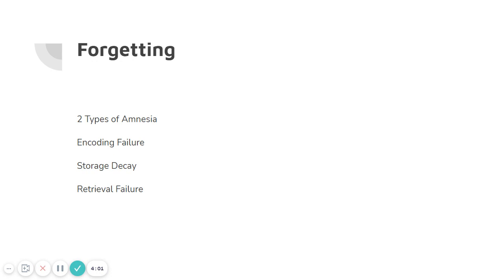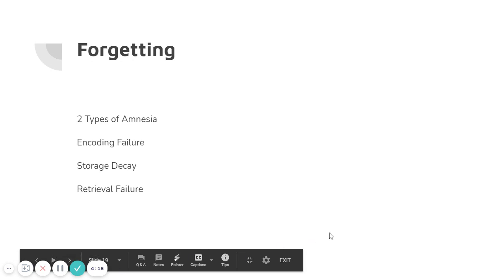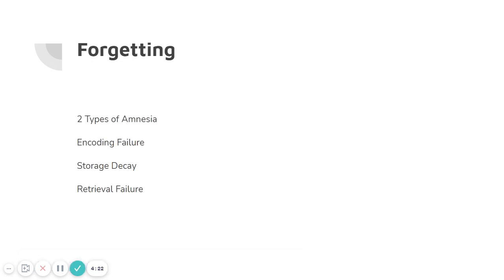Going back to encoding failure, that's something that ends up happening over time. I'm sorry, not encoding failure. Storage decay. With storage decay, as you forget over time, there was a psychologist by the name of Ebbinghausen that you need to know.